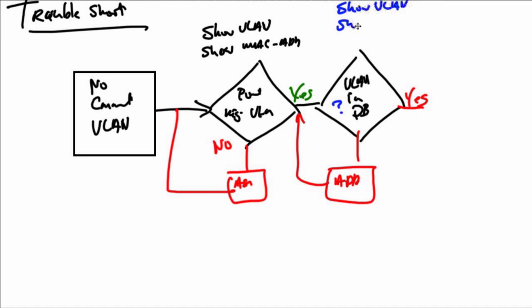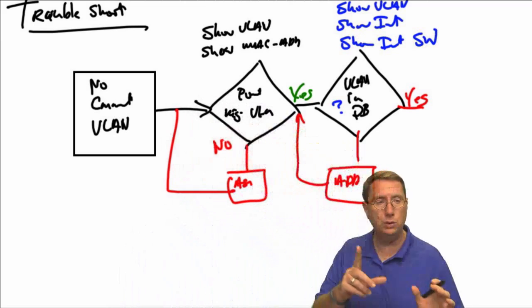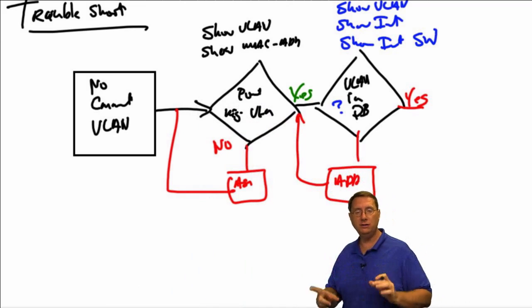I can type show VLAN. I could use show VLAN brief. I could type show interface. I could also type show interface with the switch port option. So again, keeping in mind that we have lots of different capabilities and features, what I want to do is review some of these commands on the actual equipment.